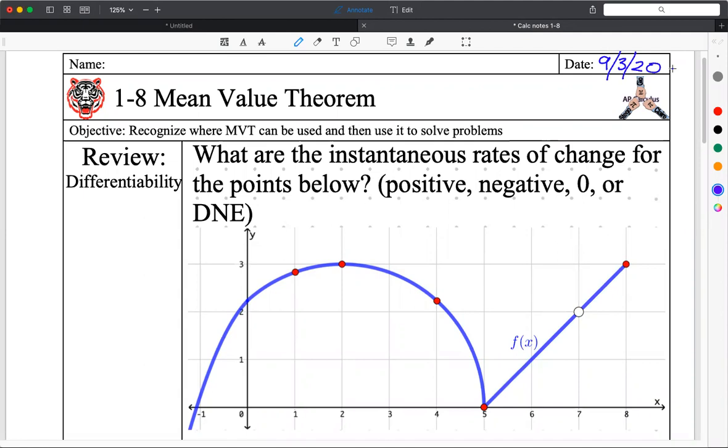I said it already, but lesson 1-6 and 1-7 are the two halves of the mean value theorem. And in this lesson 1-8, we're putting those halves together for that perfect understanding, hopefully. So let's review differentiable. This is just from last night's homework.